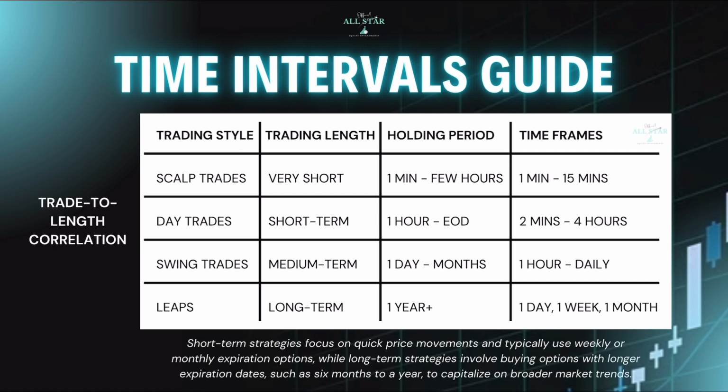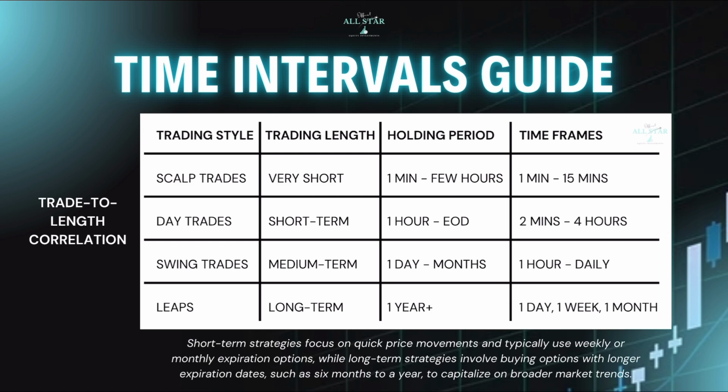Now, first we see the scalp trades. We also see day trades, swing trades, and leaps. So I'll go ahead and explain each of these. Scalp trading is going to fall under the trading length of being very short, because the holding period for it can be anywhere from 1 minute to a few hours, and then the time frames that it's usually traded off of are the 1 minute to the 15 minute.